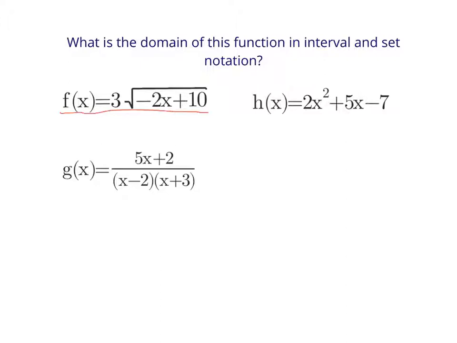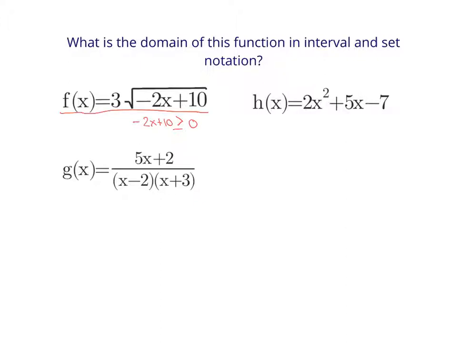So what that tells me is if I want to figure out what my domain is, I'm going to take -2x plus 10. I'm going to basically say, okay, I know my domain has to be greater than or equal to 0. Because if there's going to be a solution, it has to be 0 or above. So that's what I'm going to do, and then from there, once I figure out what x is going to be to make that true, I just set that answer up in interval and set notation.